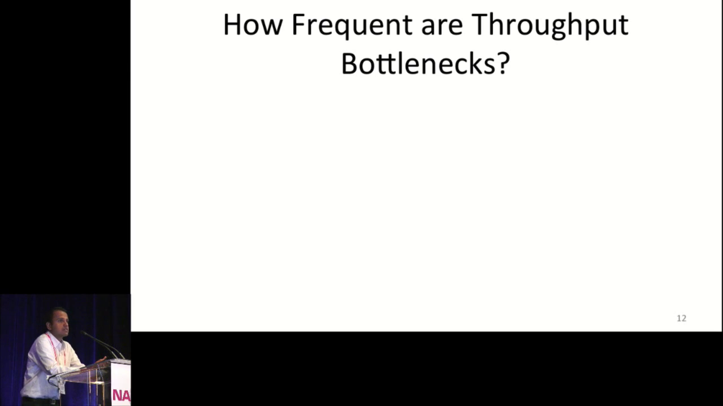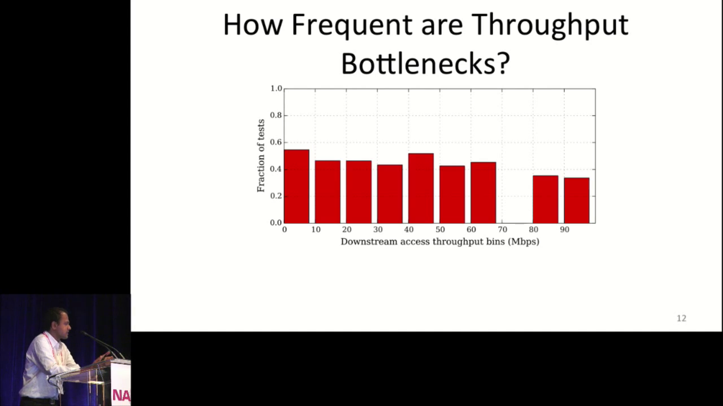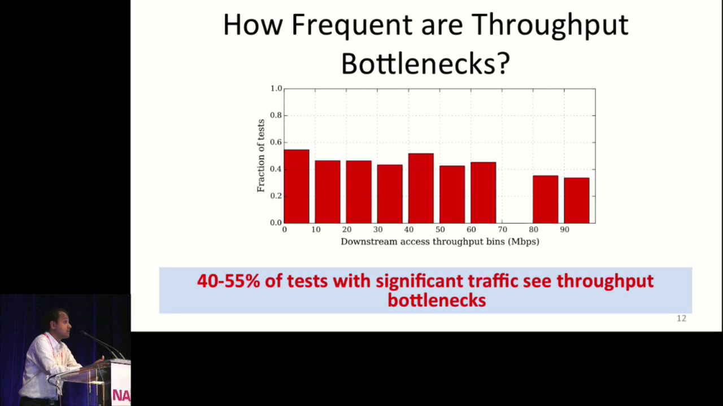So let's look at some results. How frequent are throughput bottlenecks in the last mile? This is a graph that splits the users that we had, the 2,600 users, into bins according to the measured last mile downstream throughput. And this measurement, like I said earlier, is conducted independently by the FCC program. So what we see here is that it's pretty consistent across different throughput bins.